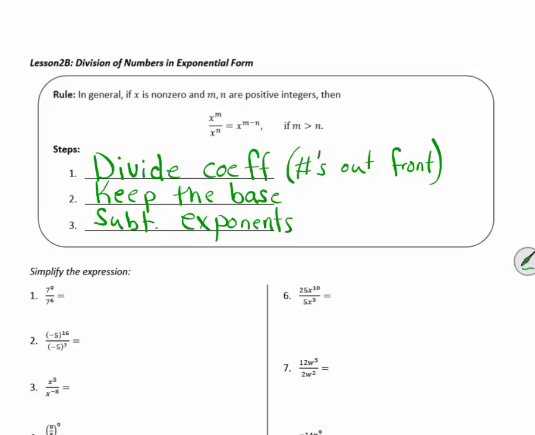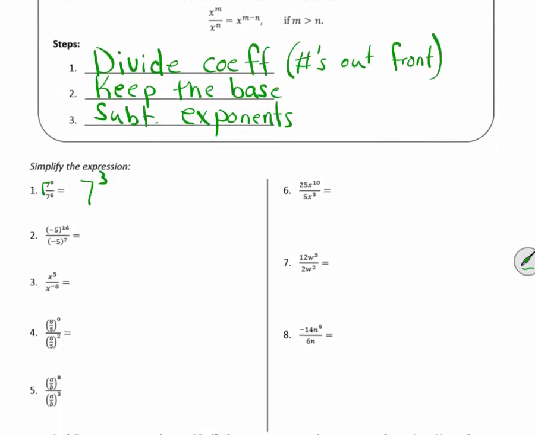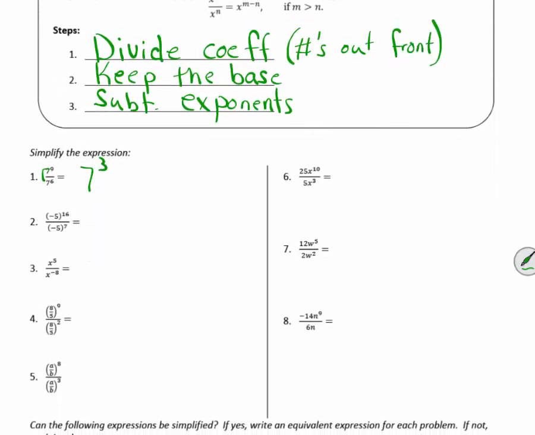So for number one, I don't have any extra coefficients. All I have are my bases. The bases match, 7s, so I'm going to keep the base. Then I'm going to subtract. 9 minus 6 is 3. Number 2, I don't have any coefficients, so I'm going to keep the base, negative 5. Because it's a negative, I have to make sure I put it in parentheses, and I'm going to subtract 16 minus 7, which is 9.